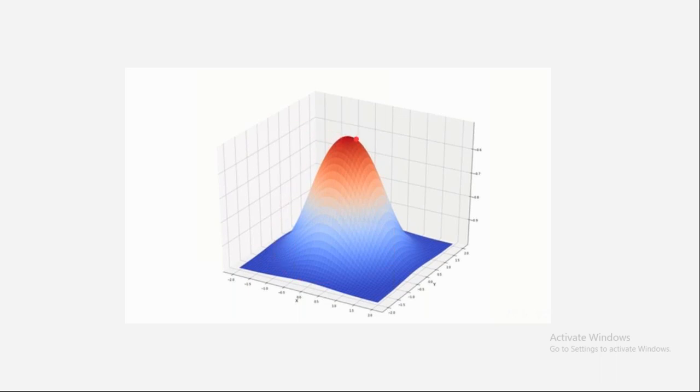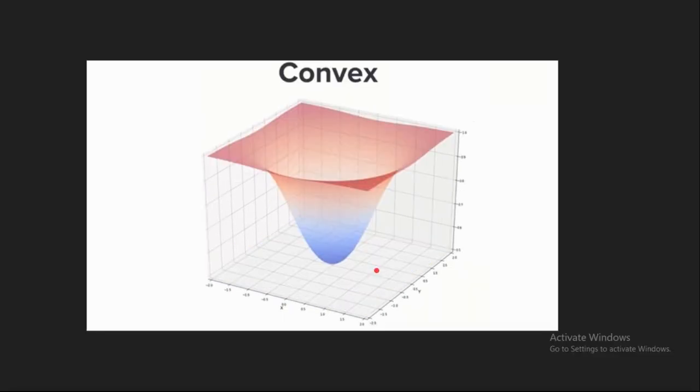This is the concave. It has a peak, but we are talking about the valley. We want to go to the valley. So this is the graph that I'm talking about. Let's say you are at this particular point, and it's a convex graph. Basically, you want to reach this particular point, right?